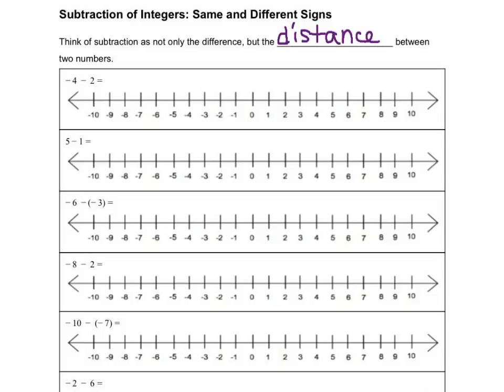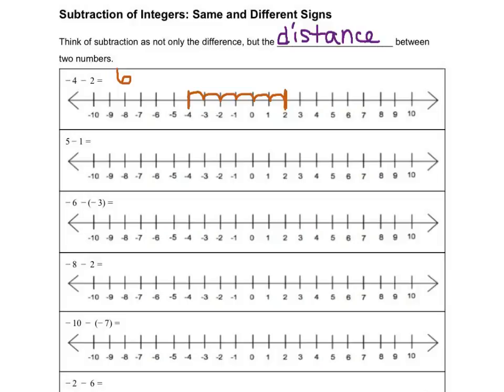Let's take a look at our first problem. So we want to be thinking about the distance between two numbers. So we have negative 4 and then a positive 2. And if we count the spaces, we have 1, 2, 3, 4, 5, 6. So we know that our answer has to have the number 6.